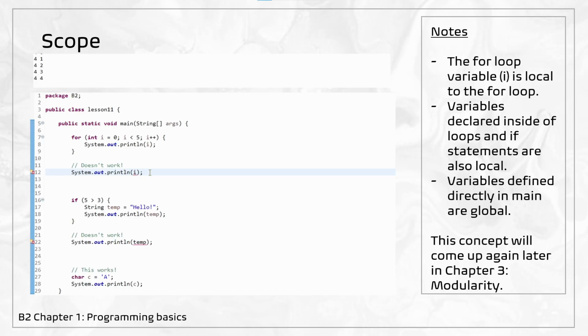In Java, other variables that are declared inside of any loops or if statements are also local to that specific statement, like this temp variable over here. But variables that are declared outside of any loops or if statements are called global variables, meaning they can be accessed from anywhere. So this character, c, can be printed.